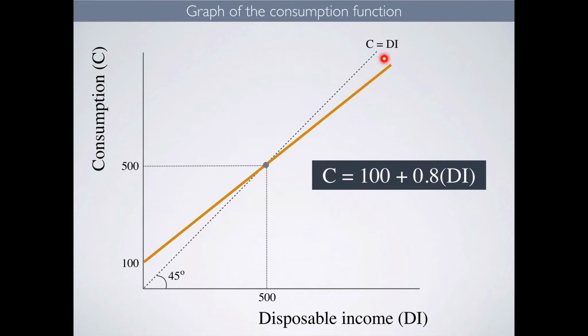Now, we're going to talk about this later on, but here's the thing. We're structuring our scale so that the same distance on the vertical axis, that's 500 in this case, is the same distance here, which indicates 500.